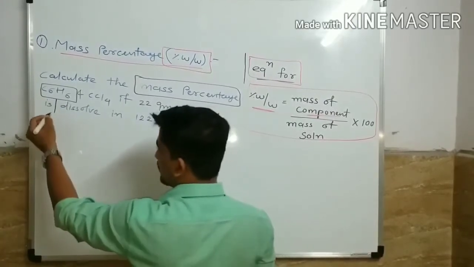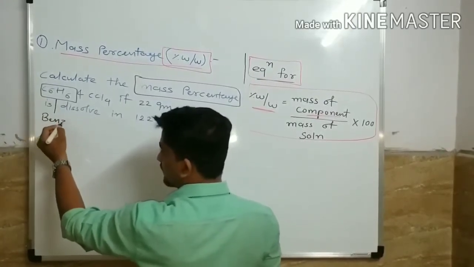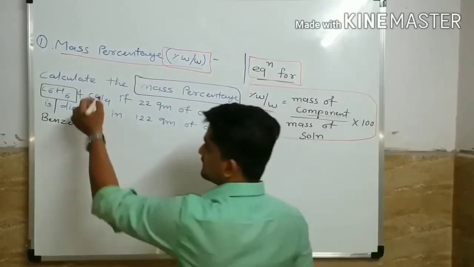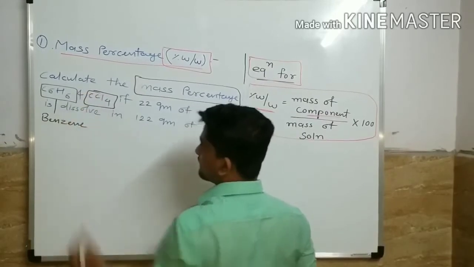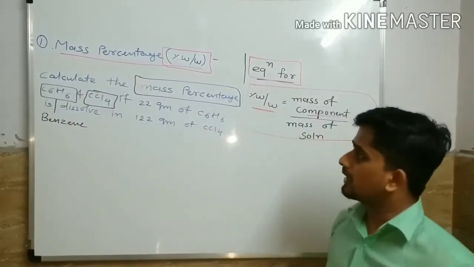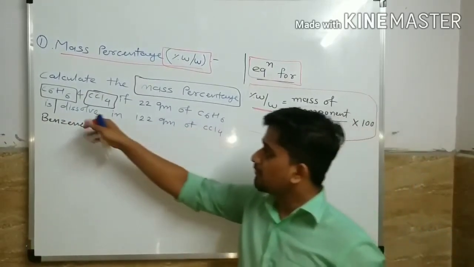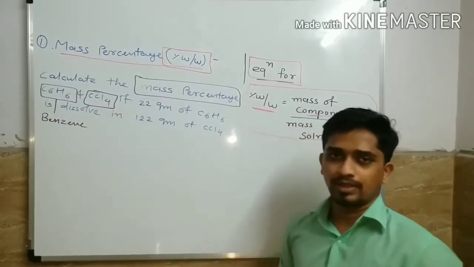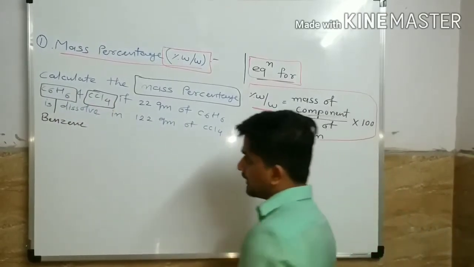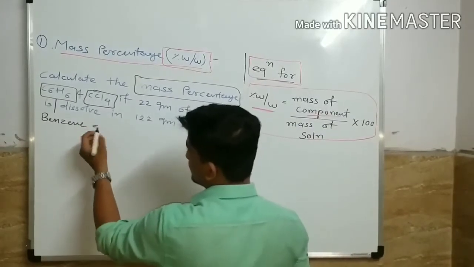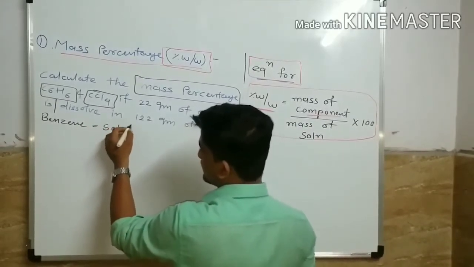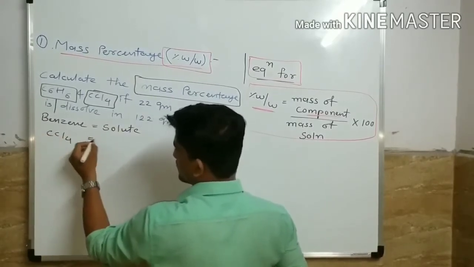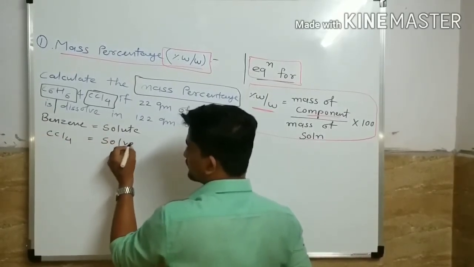C6H6 is benzene and CCl4 is carbon tetrachloride. We have to calculate mass percentage for benzene and also for carbon tetrachloride. Okay, the benzene is our solute and CCl4 is our solvent.